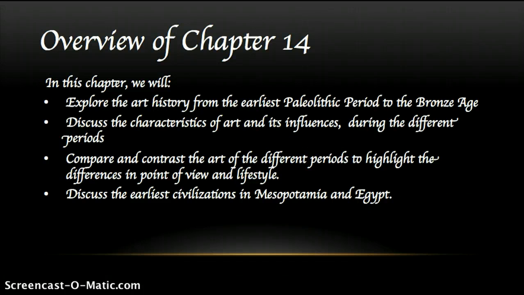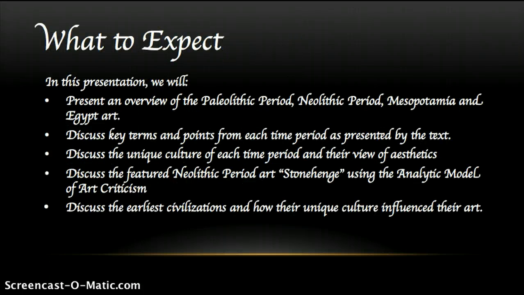In this chapter, we will explore the art history from the earliest Paleolithic period to the Bronze Age, discuss the characteristics of art and its influences during the different periods, compare and contrast the art of the different periods to highlight the differences in point of view and lifestyle, and finally, we will discuss the earliest civilizations in Mesopotamia and Egypt. Here is what to expect during our presentation.